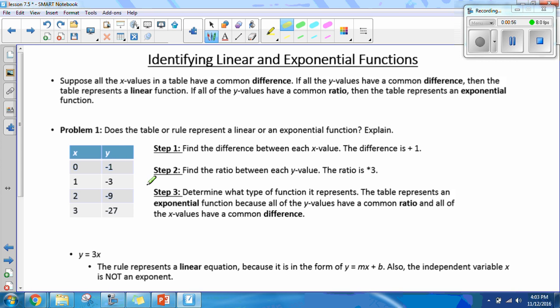Problem 1. Does a table or rule represent a linear or exponential function? Explain. Well, first you need to figure out the difference between each of the x values. The difference is plus 1. Then you need to find the ratio between each y value. Clearly this is not going to have a common difference, so we have to look for a ratio, and the ratio is multiplied by 3. Since the x values have a common difference and the y values have a common ratio, this table represents an exponential function.